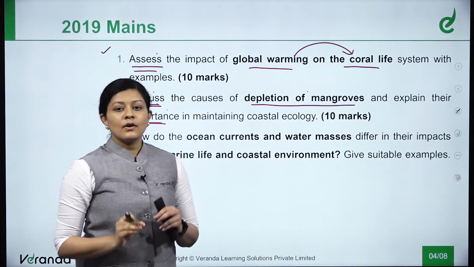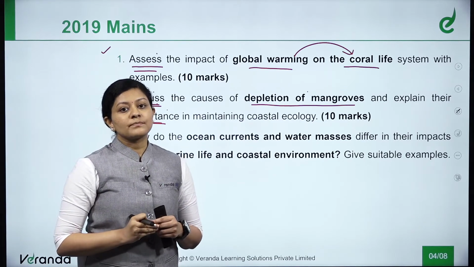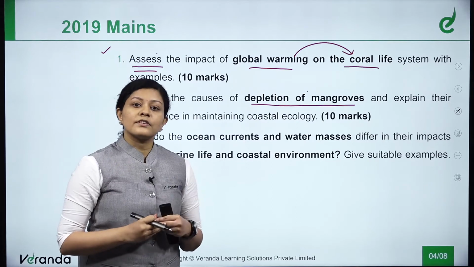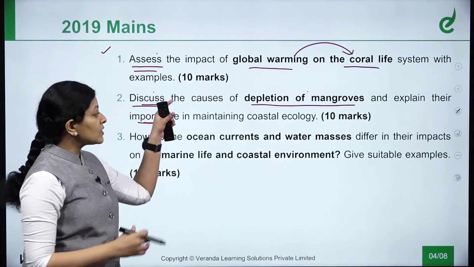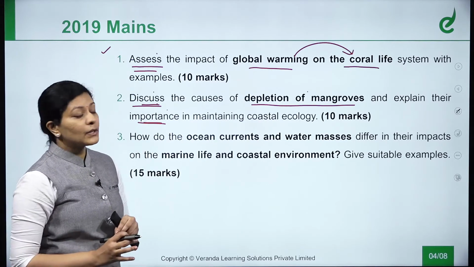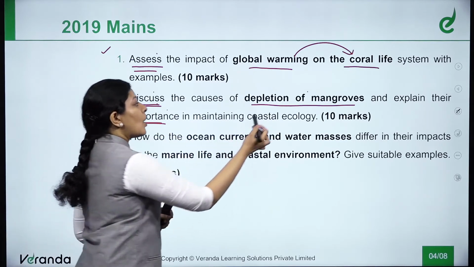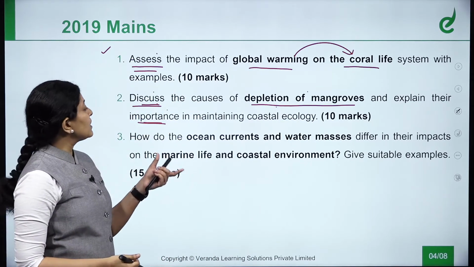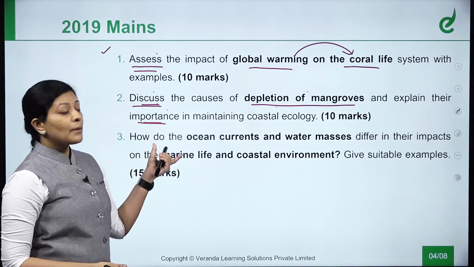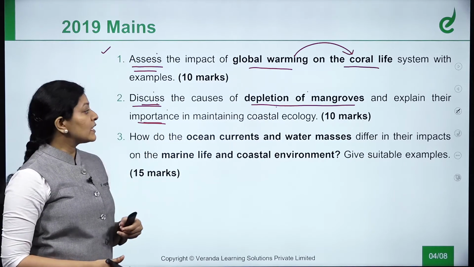Discuss means generally what do you do in a group discussion? People will put forth different points. Similarly, you're allowed to write a discussion in a written format in this particular question. So you are discussing how the depletion of mangroves, what are the causes of depletion of mangroves, and how it is important to maintain the coastal ecosystem.